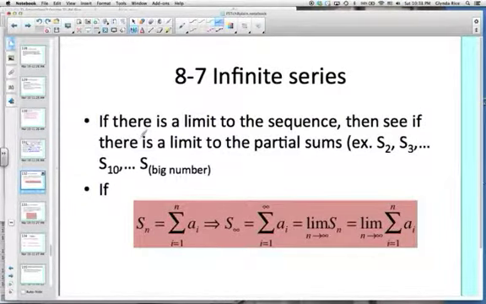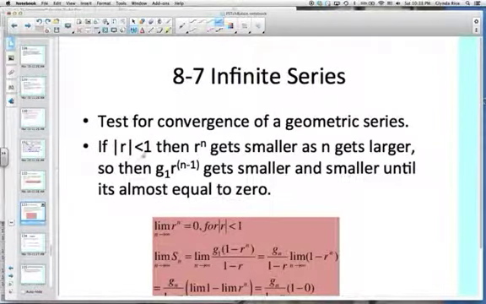So if there's a limit to a sequence, then see if there's a limit to the partial sums. That's what we just did. We took several partial sums. The series, this is the sum of the terms. If it goes to infinity, it looks like this. The way to find infinity is find the limit of the series. That would be the limit of the sum of the terms of the sequence. So you need to test for convergence of a geometric series.